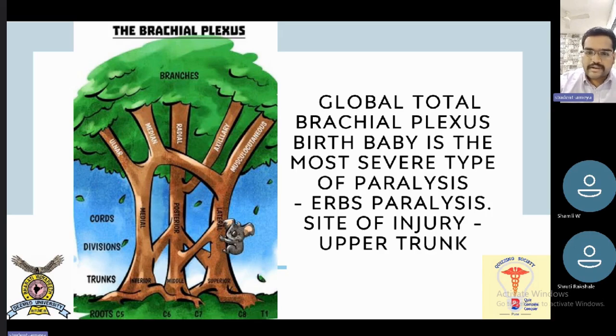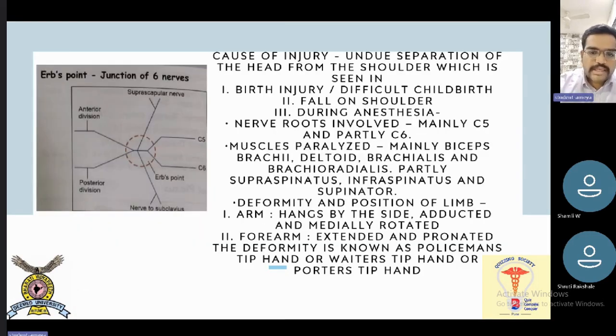Now moving on to the second, which is Erb's paralysis. So Erb's paralysis, the site of injury is the upper trunk. This is the diagram that you can see on the left hand side of the screen. What is the cause of injury? So all these brachial plexus injuries happen during difficult prolonged labor. That is what we learn in obstetrics, which is given in DC Dutta, that all these injuries happen during prolonged difficult labor, and sometimes there is a presentation of shoulder dystocia in the woman.